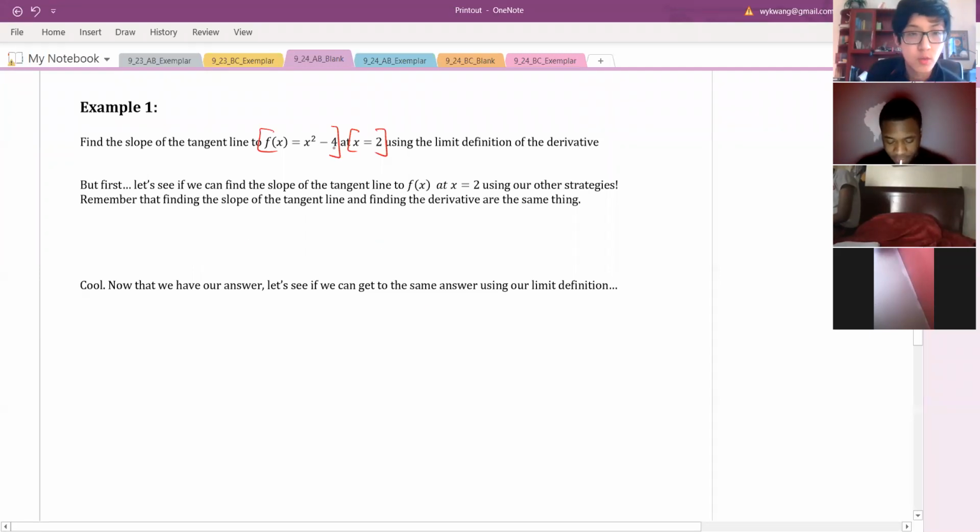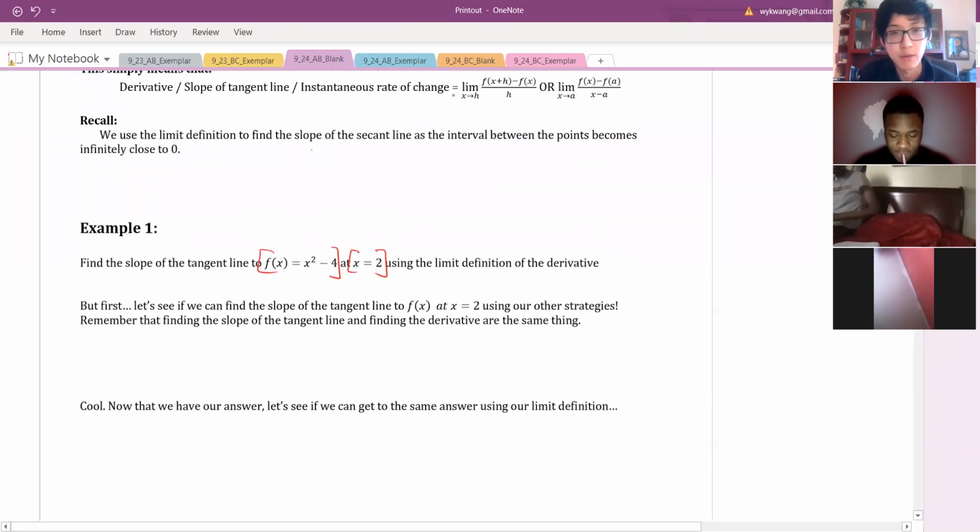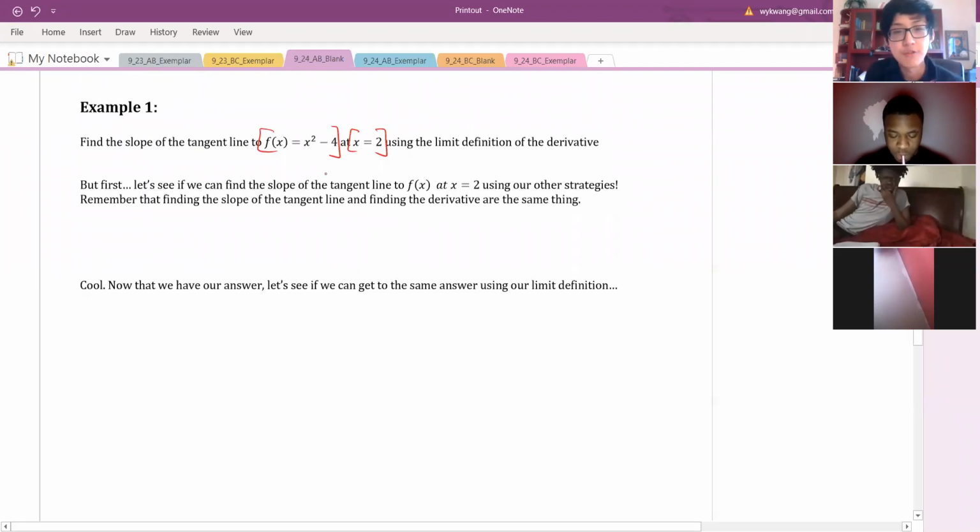Okay, cool. So we're asked to find the derivative, right? But in this case, they're being technical. They're saying use the limit definition specifically. So use all this complicated stuff that we probably don't like to learn to find the derivative. But I'm going to ask you now just to find the derivative without using the limit.